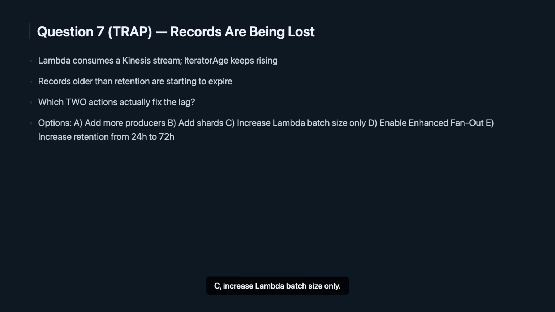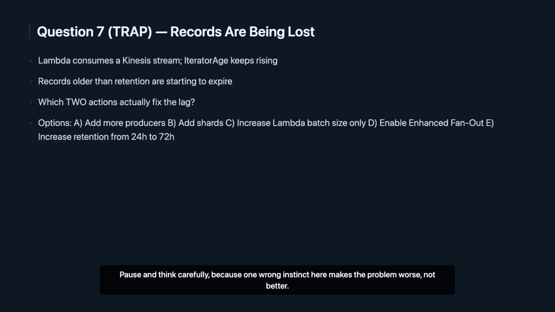A. Add more producers. B. Add shards. C. Increase Lambda batch size only. D. Enable enhanced fanout. Or E. Increase retention from 24 hours to 72 hours. Notice this is a select 2 question. Pause and think carefully, because one wrong instinct here makes the problem worse, not better.